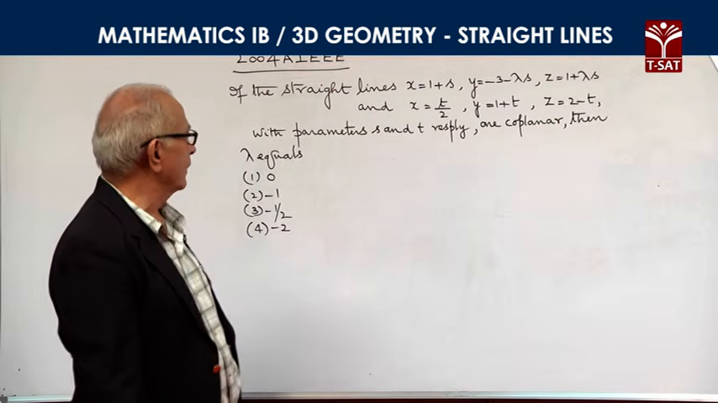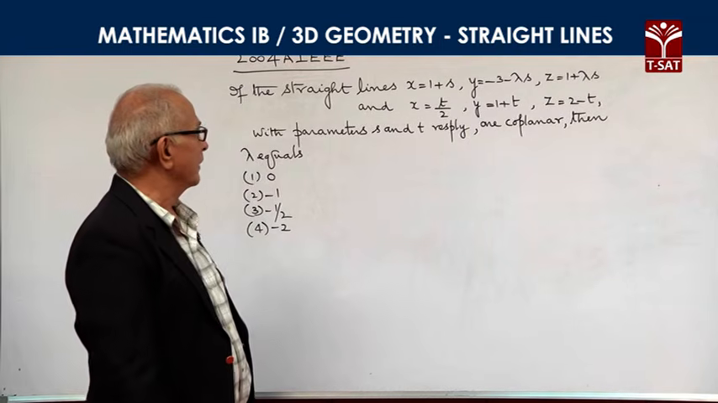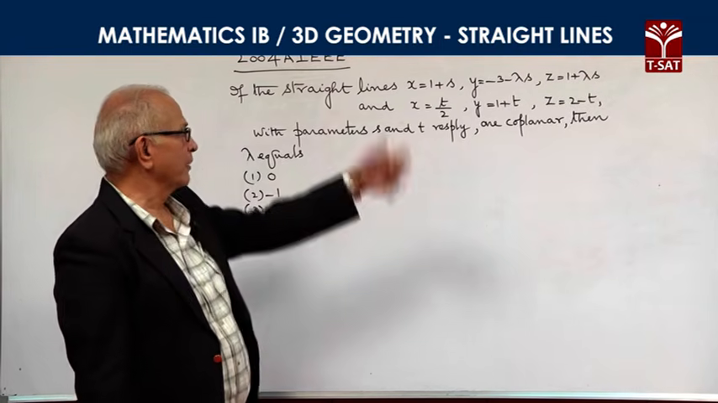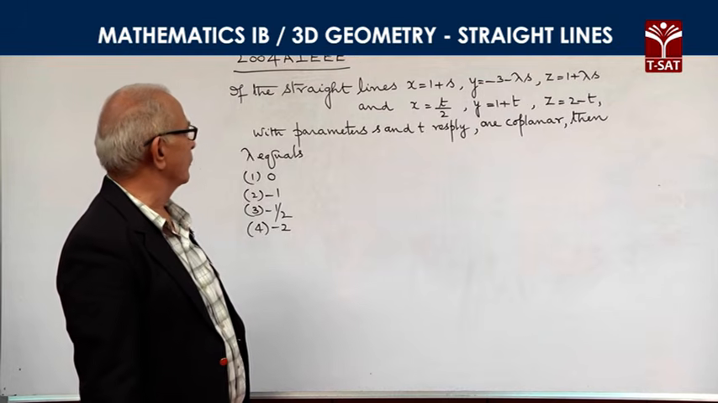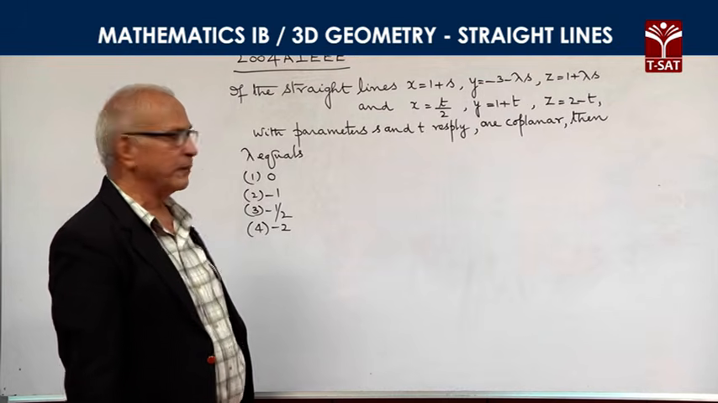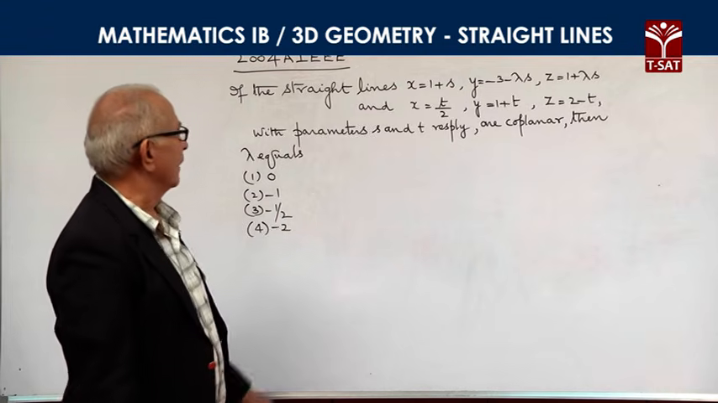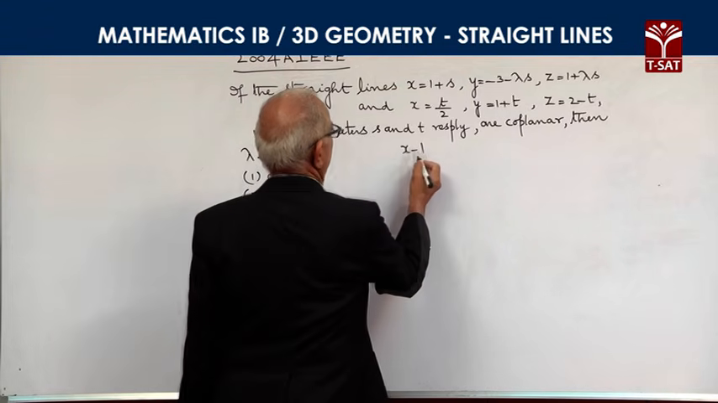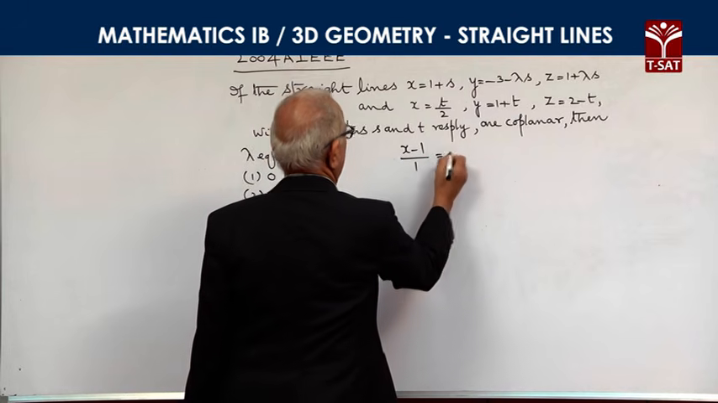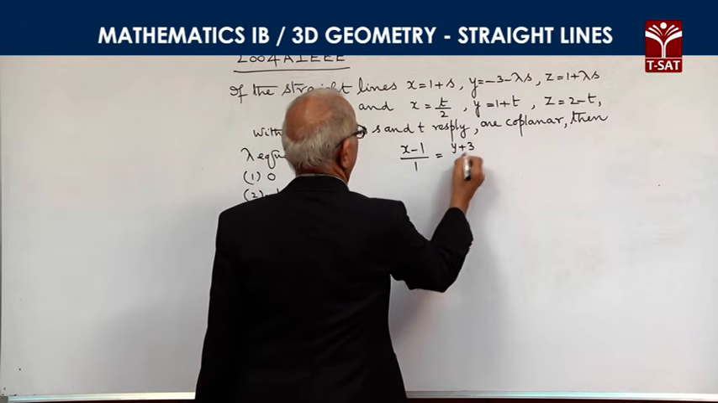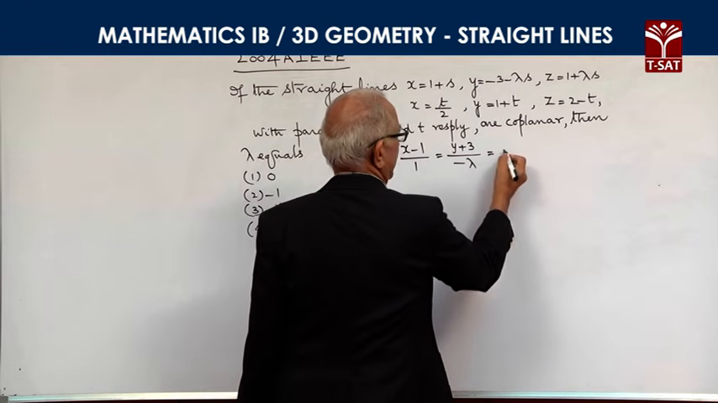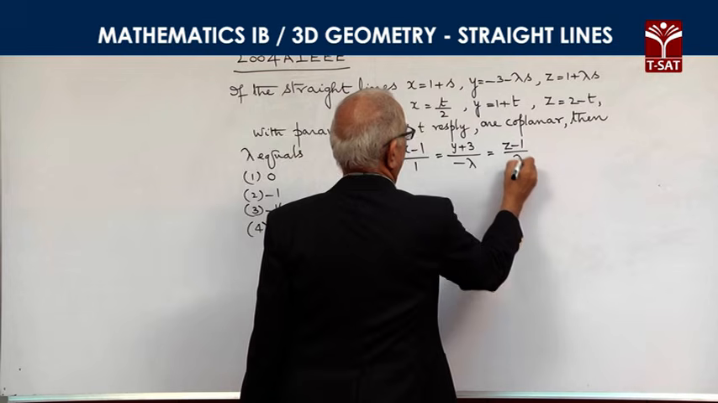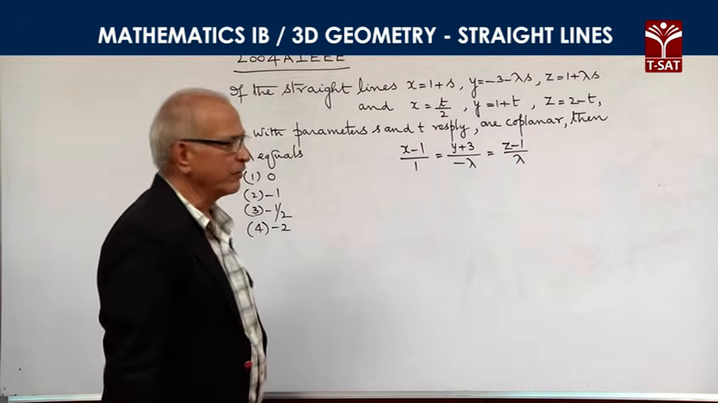Here is another question on coplanar lines, but the equations are given in the parametric form involving two parameters. S is the parameter in the first equation, and t is the parameter in the second equation. Therefore, you can write this as (x minus 1)/1 = (y plus 3)/(minus lambda) = (z minus 1)/lambda, eliminating the parameter. That is the symmetric form of the equation of the first line.